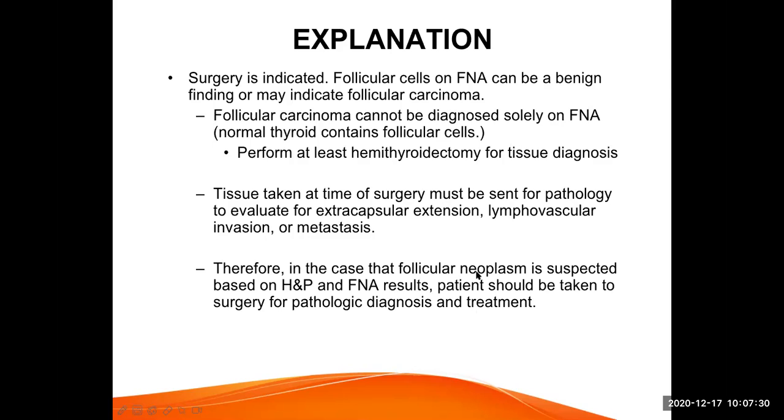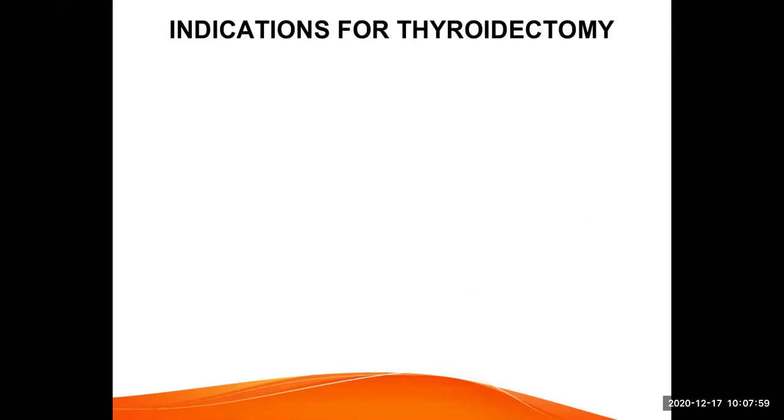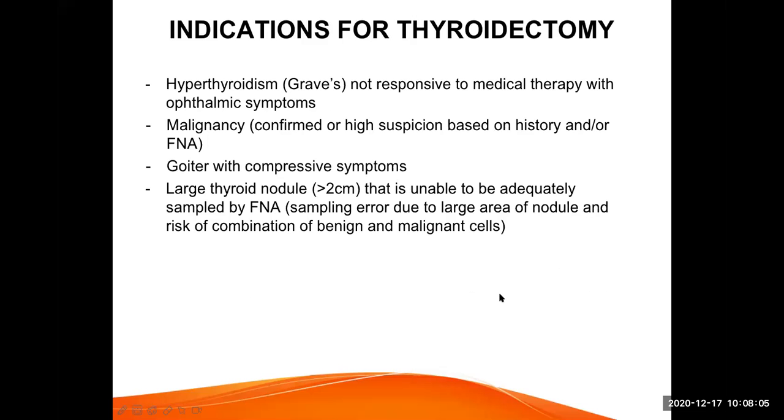Now, in the case that follicular neoplasm is suspected based on history and physical exam and FNA result, patient should be taken to surgery for pathological diagnosis and treatment. Let me repeat again. If you suspect follicular cancer or follicular neoplasm, don't only rely on FNAC report. You need to take the patient for surgery, take a good piece of tissue, and send it to the histopathology lab. Now, having said that, what are the indications for thyroidectomy? Very important questions for the students in the exam. See this. What are the indications?